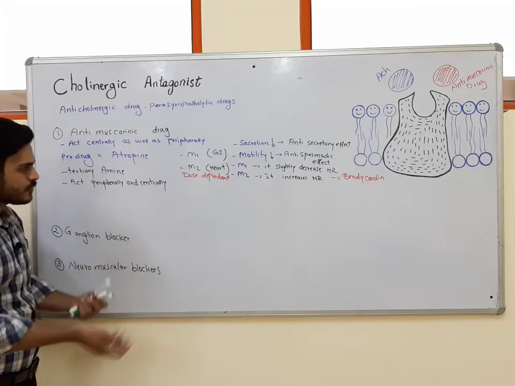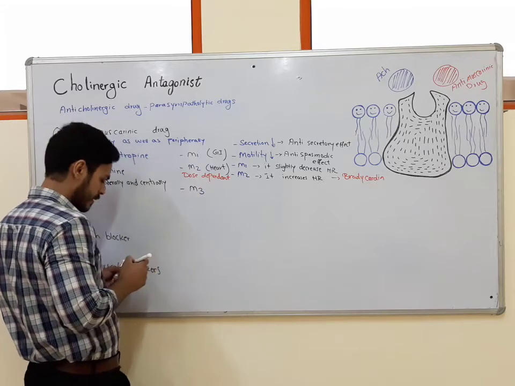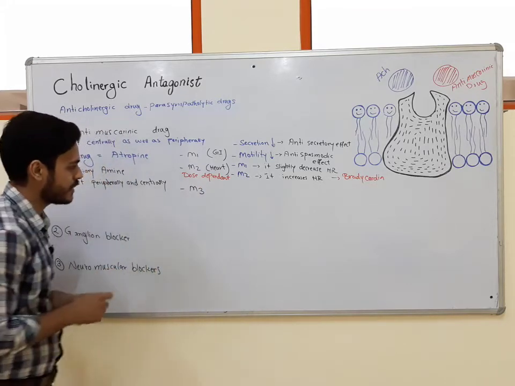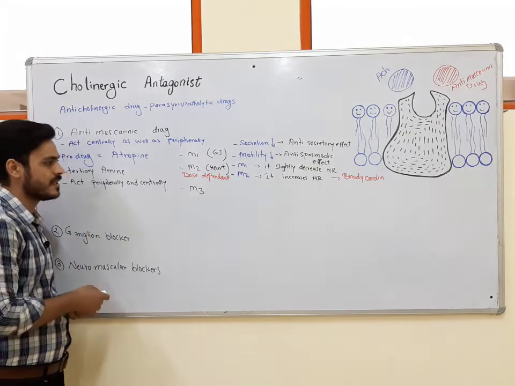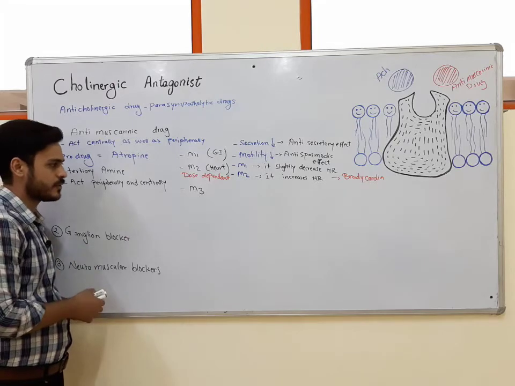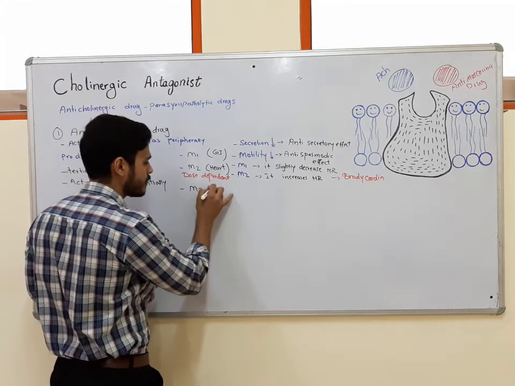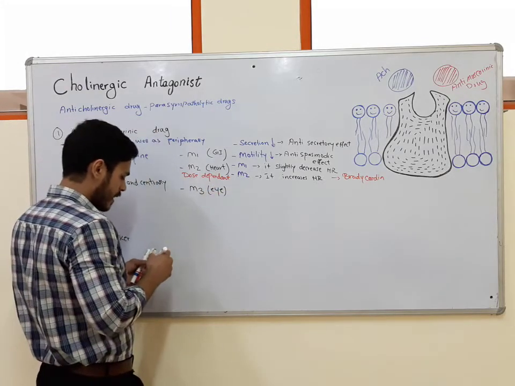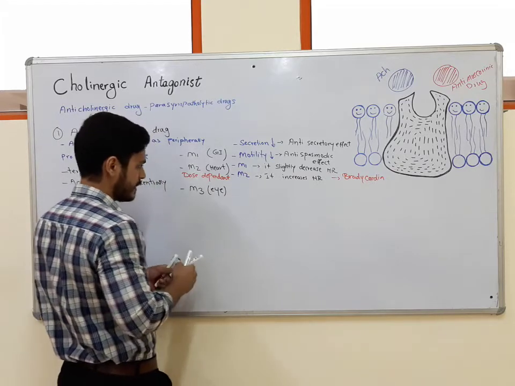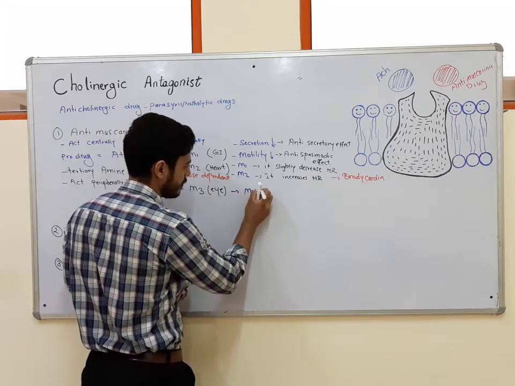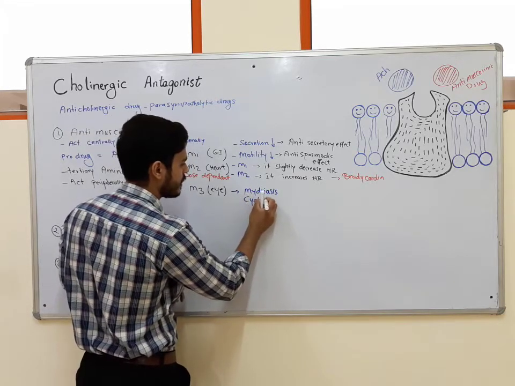When we give atropine to any patient and it binds to the M3 receptor, we know that we have M3 receptors on the glands, on smooth muscles also, and on the eye also. When it binds to the M3 receptor on the eye, it blocks the M3 receptor and it can cause mydriasis, as well as cycloplegia.